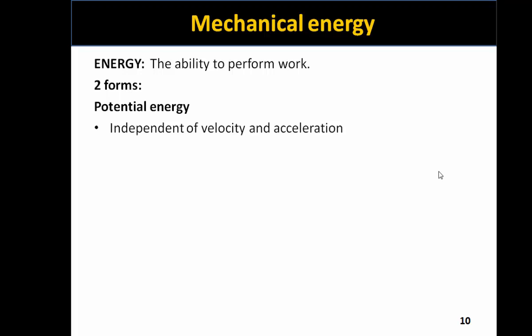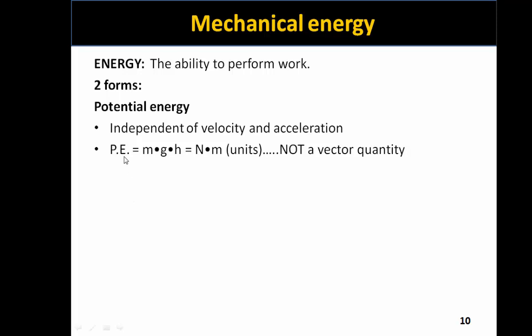The first form is potential energy, and potential energy is that type of energy that's independent of velocity and acceleration. With respect to the example we will illustrate on slide number 11, you can also think about potential energy as position energy, because the position of the object in question is going to determine how much potential work can be carried out.